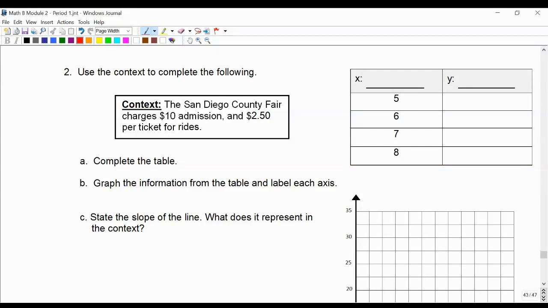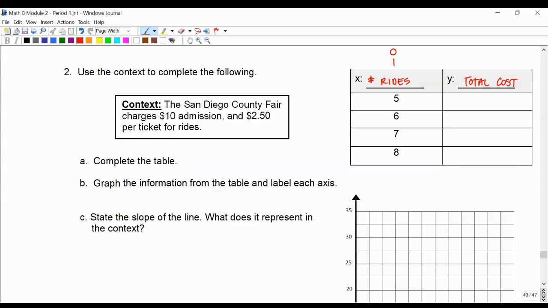Number 2, for the 2-2D lesson, it says the San Diego County Fair charges a $10 admission fee and $2.50 per ticket for rides. We're going to build a table and do the standard things. Do the graph. We're going to answer some of the same questions we did from number 1. So X is number of rides, and this is going to be our total cost. And we might want to include 0 and 1 in our table as well.